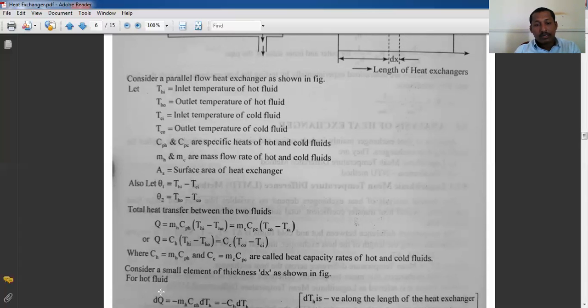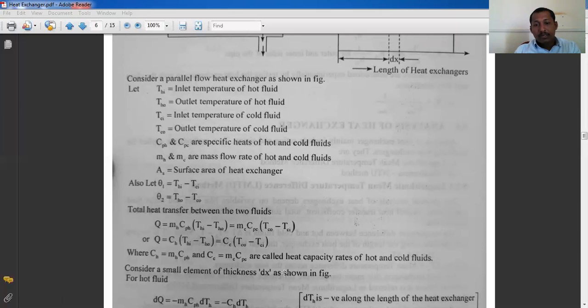So I can write, now see here, Q is equal to, he is writing MH CPH as CH only and MC CPC as CC only. Instead of writing those two terms, he has taken CH and CC. So Q is equal to CH into Thi minus Th naught, that is equal to Cc into Tc naught minus Tci, where Ch is equal to MH CPH, Cc is equal to MC CPC, called the heat capacity rates for the hot and cold fluids.